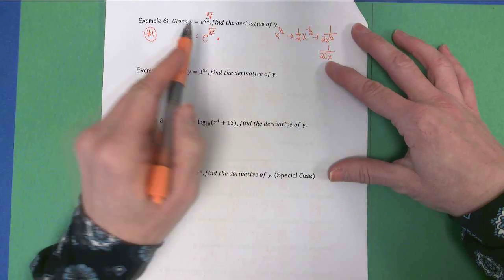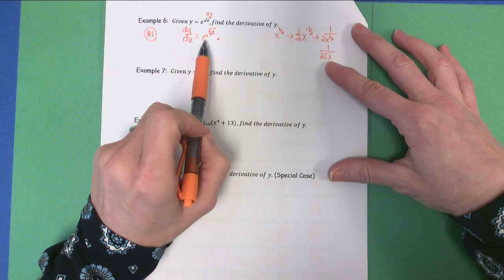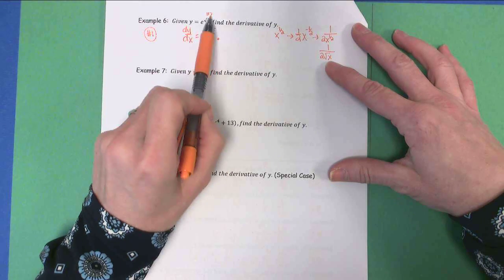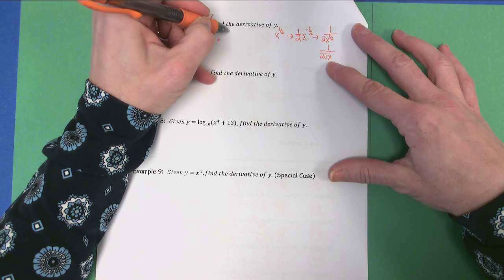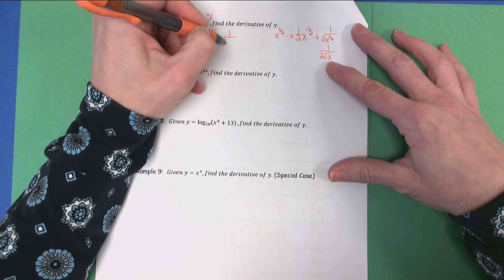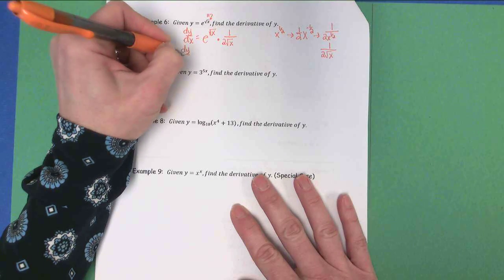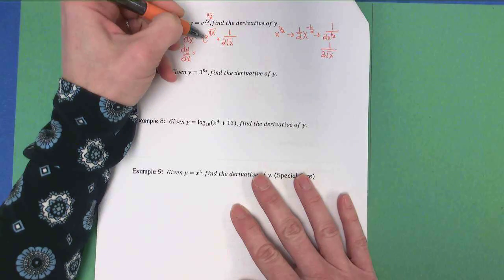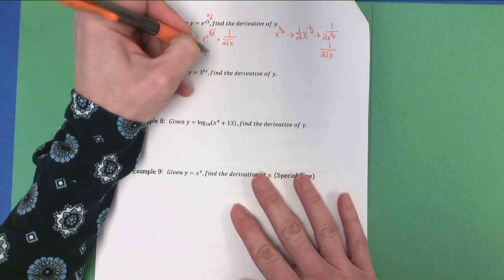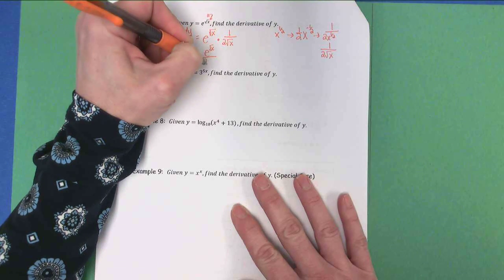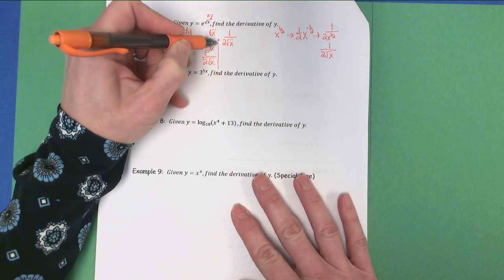So back to this, my derivative is e to the u times the derivative of u. I'm just going to recopy 1 over 2 root x here. Final answer then, if I clean this up, e to the square root of x times 1 is e to the square root of x all over 2 root x. That'll be my final answer.